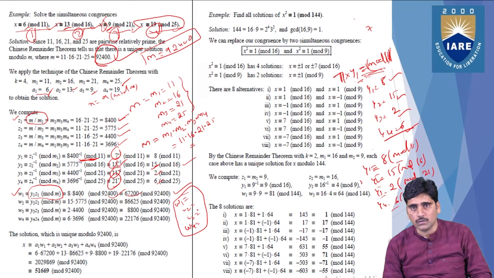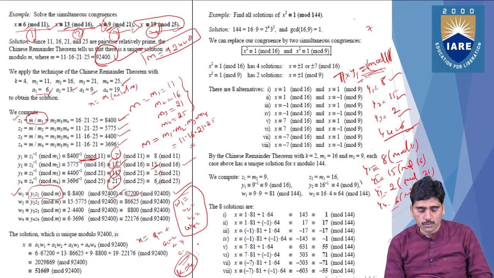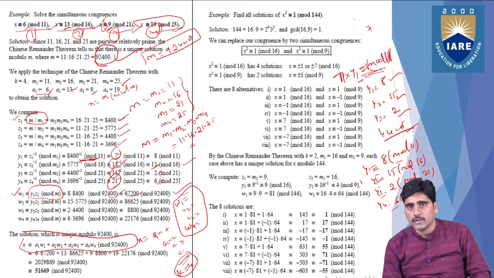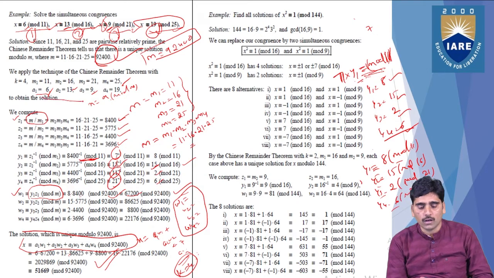After obtaining all the values, what do you need to do? We already said that we have a unique solution x equals a1 w1 plus a2 w2 plus a3 w3 plus a4 w4, depending upon k equals 1, 2, 3 or 4. So substitute all those w values in this unique solution, x equals a1 w1 plus a2 w2 plus a3 w3 plus a4 w4 of mod m. Then that is the unique solution for all these congruences.